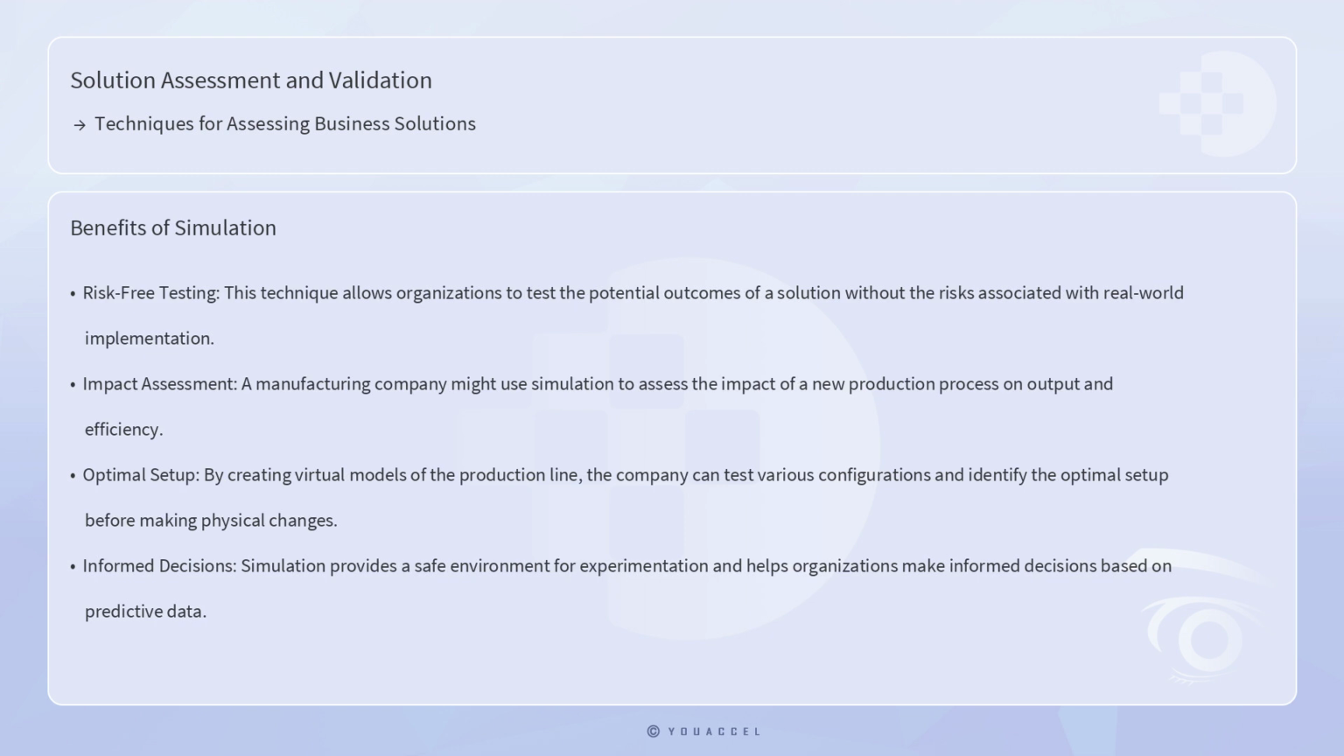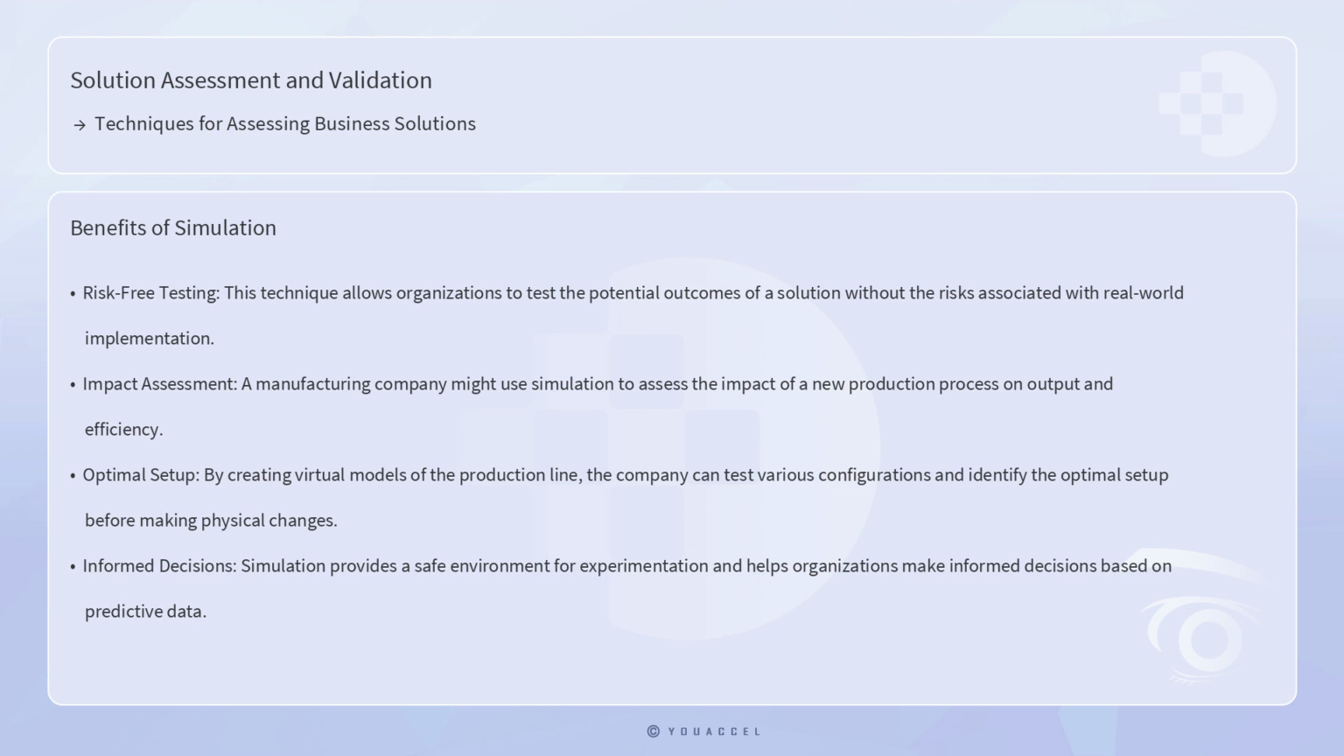Simulation is a technique that uses models to replicate the behavior of a system or process under different scenarios. This technique allows organizations to test the potential outcomes of a solution without the risks associated with real-world implementation.